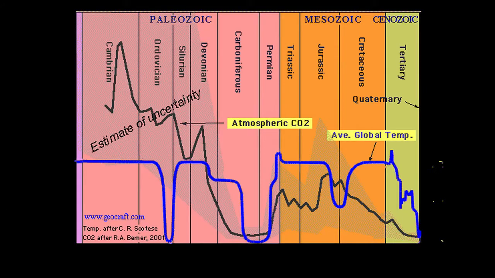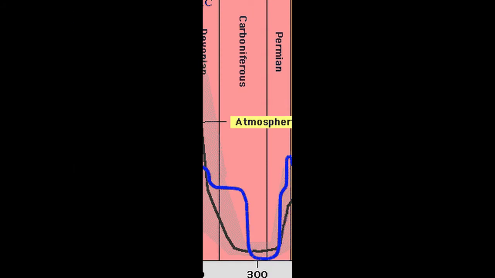This drop in temperature is directly correlated to a large drop in carbon dioxide. This graph shows the temperature and carbon dioxide in each different period. Now, if we zoom in on the Carboniferous period, we can see that at around the middle of the period, we have a pretty large drop in carbon dioxide, also resulting in a significant drop in the global temperature.